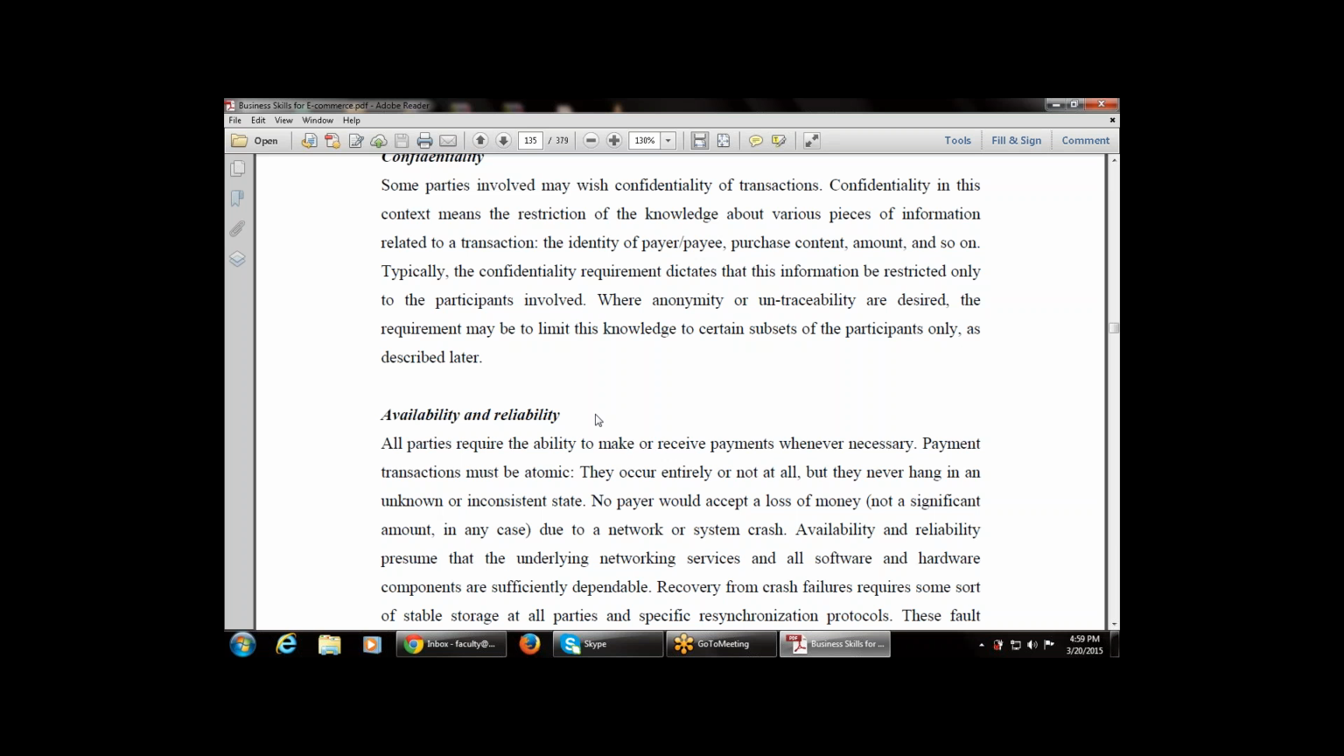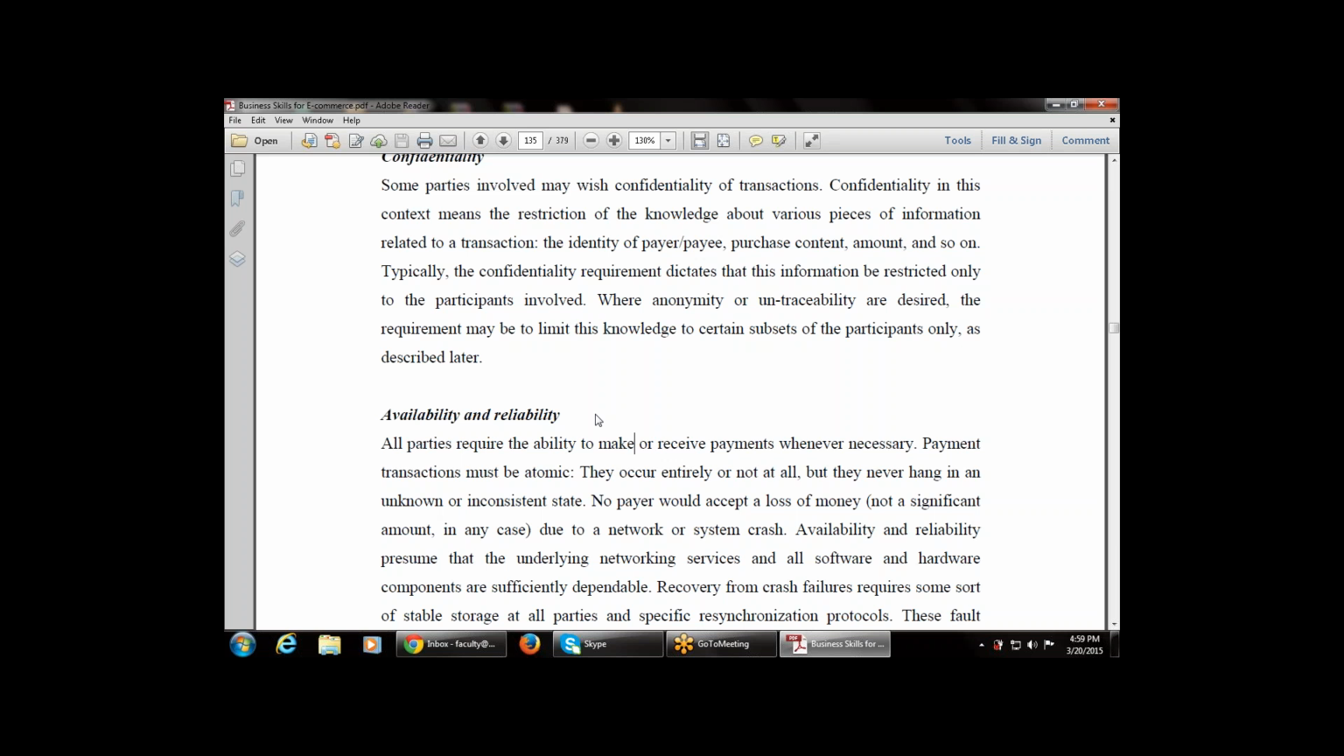This says all parties require the ability to make or receive payments whenever necessary. Payment transactions must be atomic. They occur entirely or not at all. So every party involved with the transactions requires the ability to make or receive payments whenever it is necessary. Whatever the payment transaction, it must be atomic.